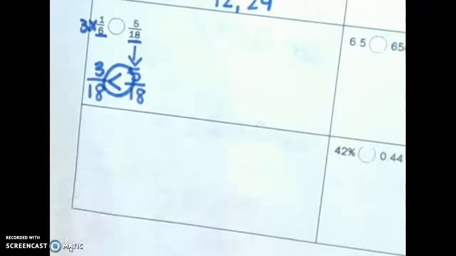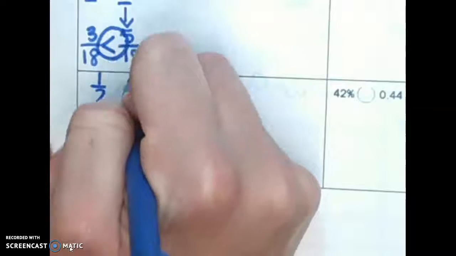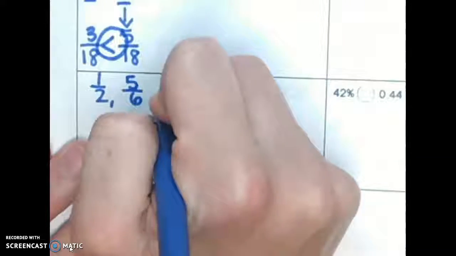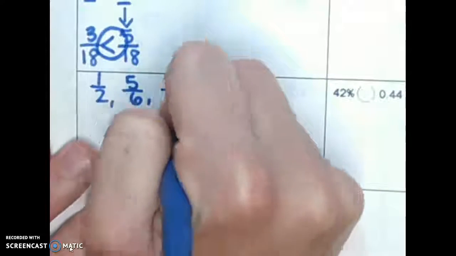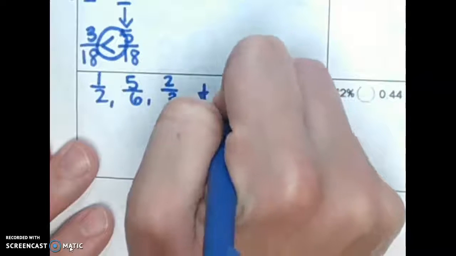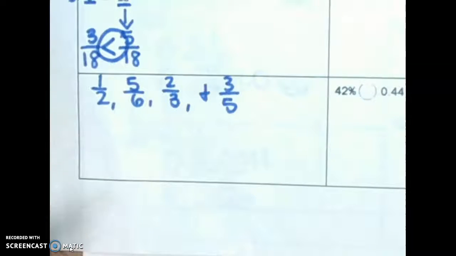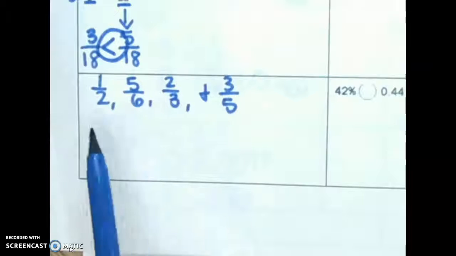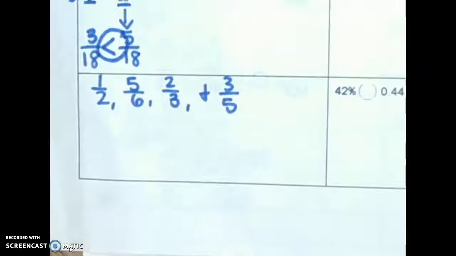I did not have one on here, but we're going to throw one in so we can order our fractions from least to greatest. So my fractions are going to be 1/2, 5/6, 2/3, and 3/5. As you look at this problem, you can see that all the denominators are different. So we need to find a denominator that will work for each of them.